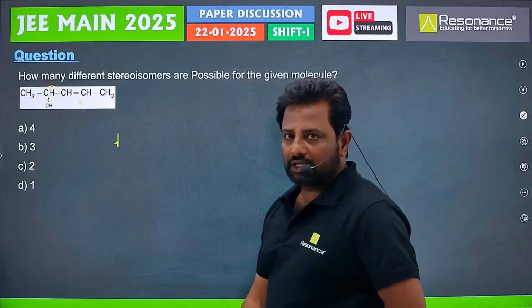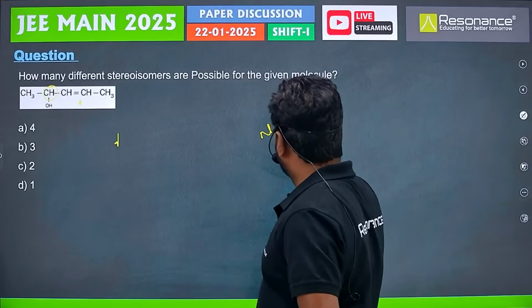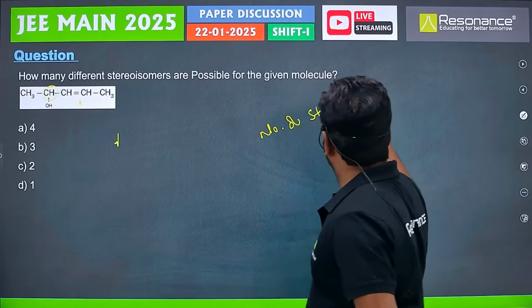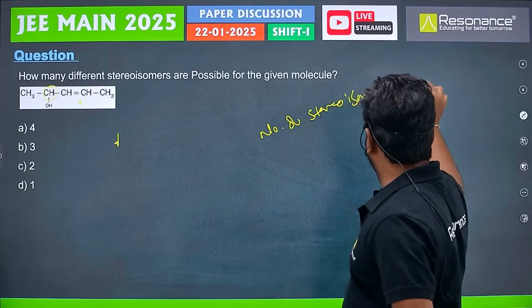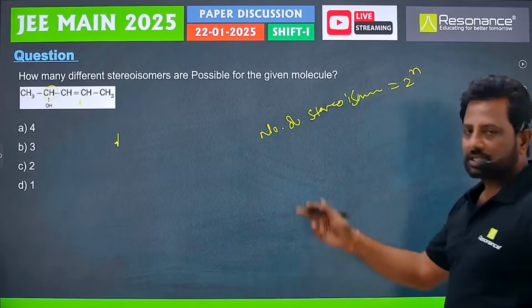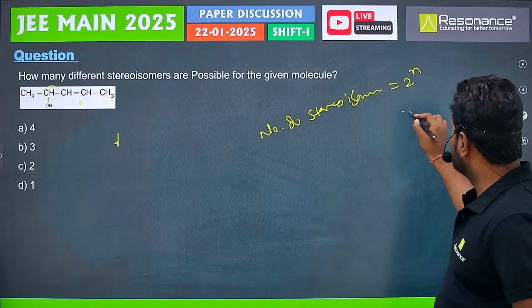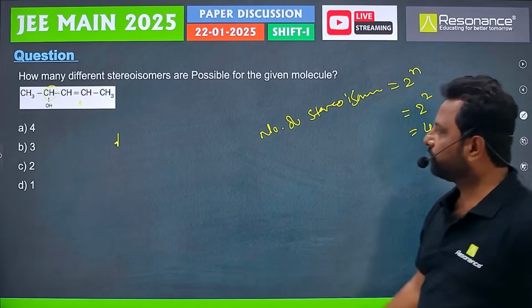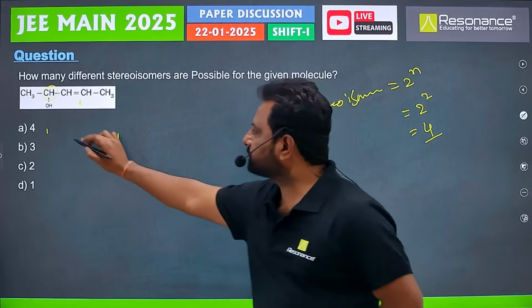It is an unsymmetrical molecule. So the number of stereoisomers is equal to 2 to the power of n, where n is the number of stereogenic centers, that is 2. So 2 to the power of 2, totally 4. So the answer is A.